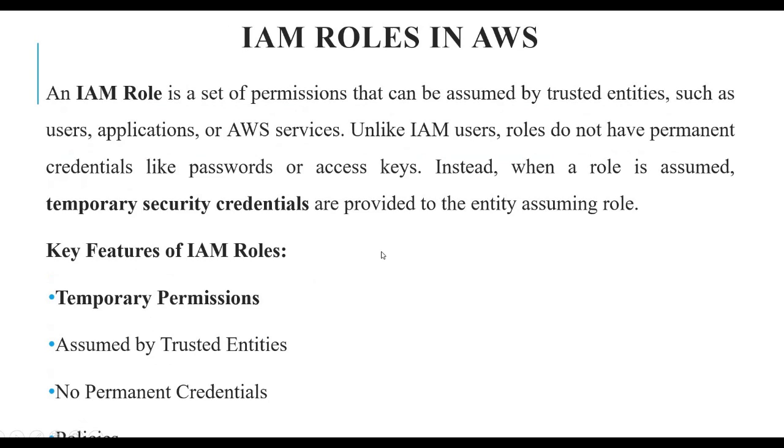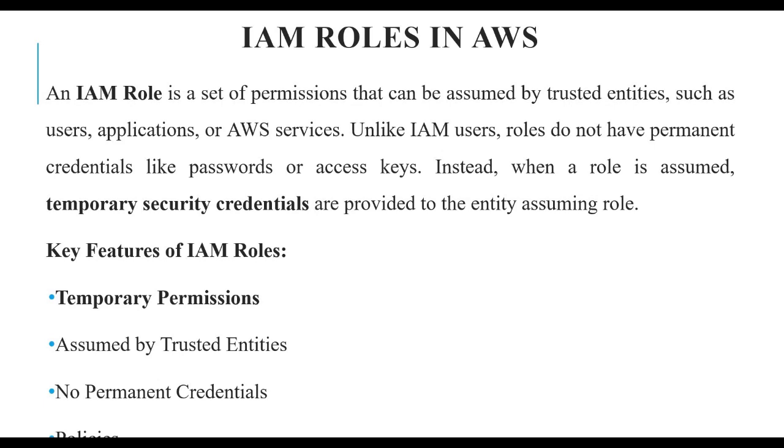The next is IAM roles in AWS. An IAM role is a set of permissions that can be assumed by trusted entities such as users, applications, or AWS services. Unlike IAM users, roles do not have permanent credentials like a password or access key. Instead, when a role is assumed, temporary security credentials are provided to the entity assuming the role.